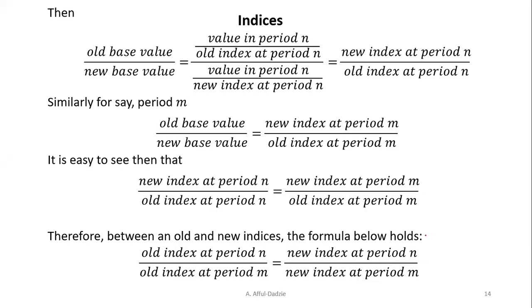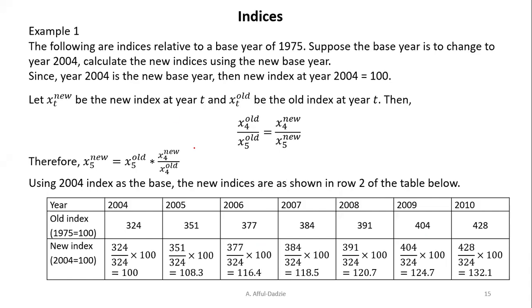All right, let's take a practical example and then you'll see something about this. First, let's look at the case when we are using only one fixed index. Don't worry. It says that the following indices are relative to the base year of 1975. Suppose the base year is changed to 2004. Calculate the new indices using the new base year.